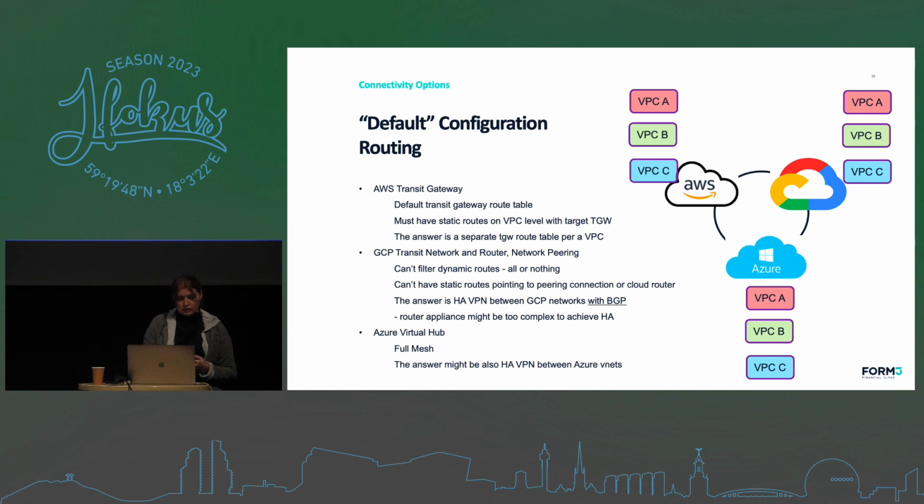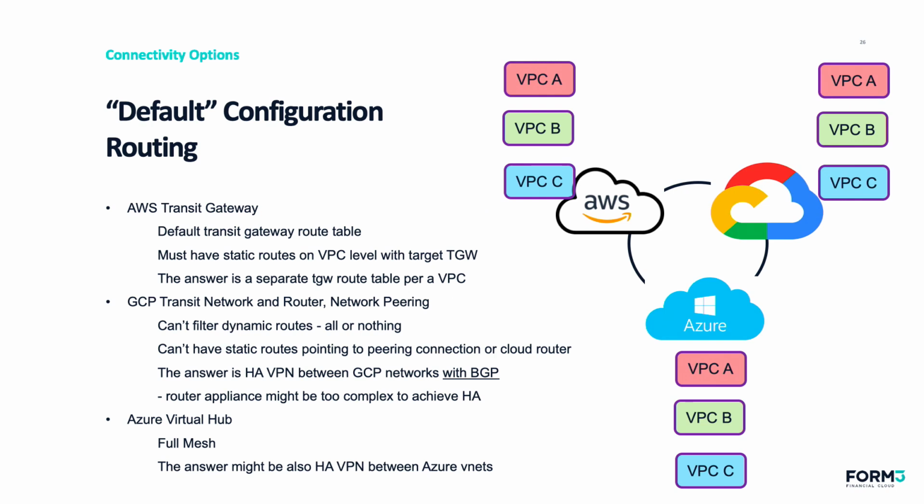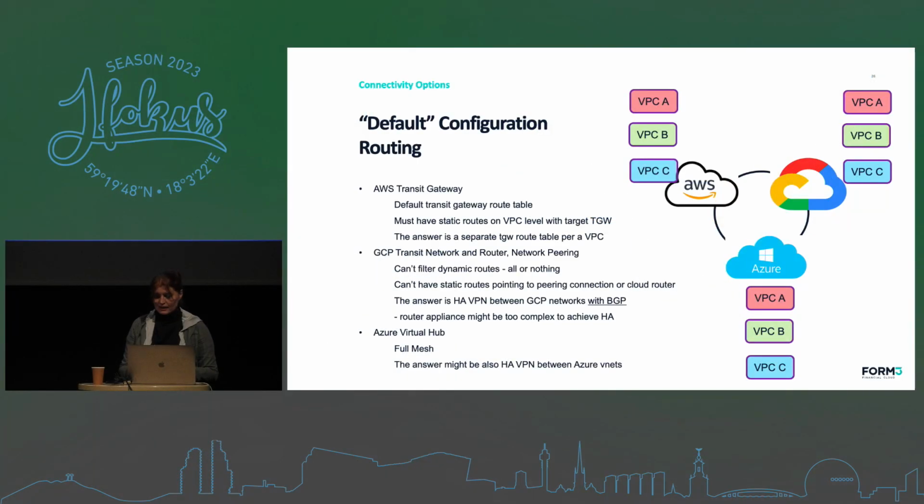With Azure Virtual Hub, as I mentioned, that's like a full mesh. And so far we didn't research routing on virtual hub level, but from very preliminary research, it seems like HAVPN between Azure VNets might be the option as well. Although I'm foreseeing some problems, as always with Azure.